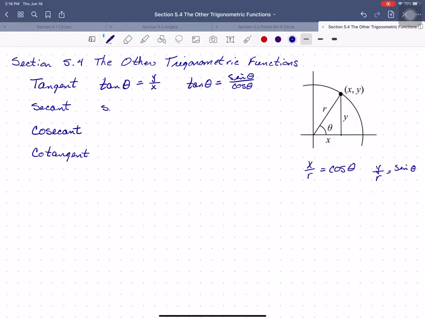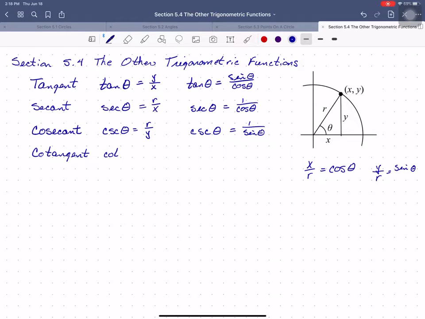Secant is the radius divided by the x-coordinate, which means that secant theta is 1 over cosine. And that one's easy to get confused. You just kind of have to memorize it. Cosecant is r over y, which means that cosecant is 1 over sine theta.